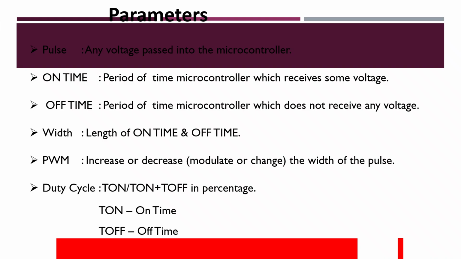PWM is used to increase or decrease, that is to modulate or change, the width of the pulse. Duty cycle is T on divided by T on plus T off, in percentage. T on means on time, T off means off time. These are the parameters used in pulse width modulation: pulse, on time, off time, width, PWM, and then duty cycle. In the duty cycle we have the on time and off time.